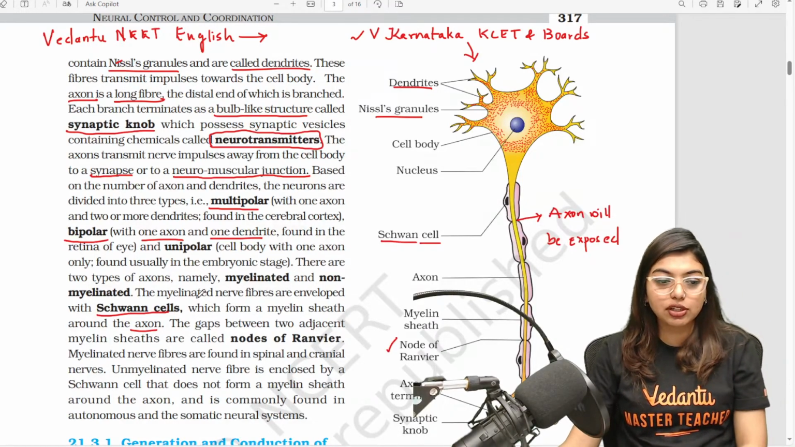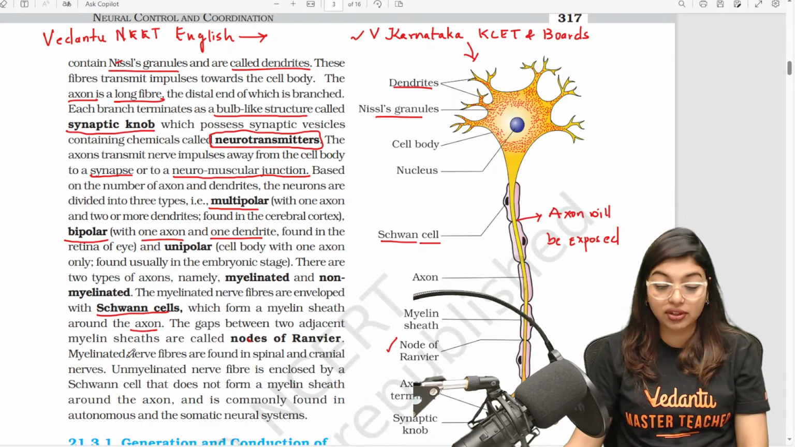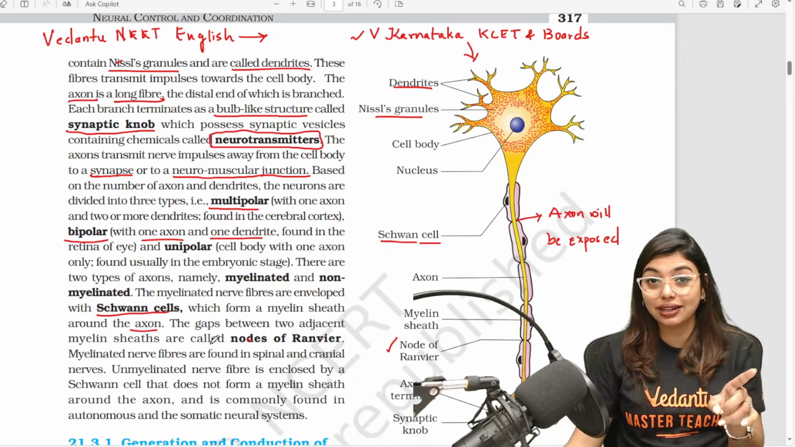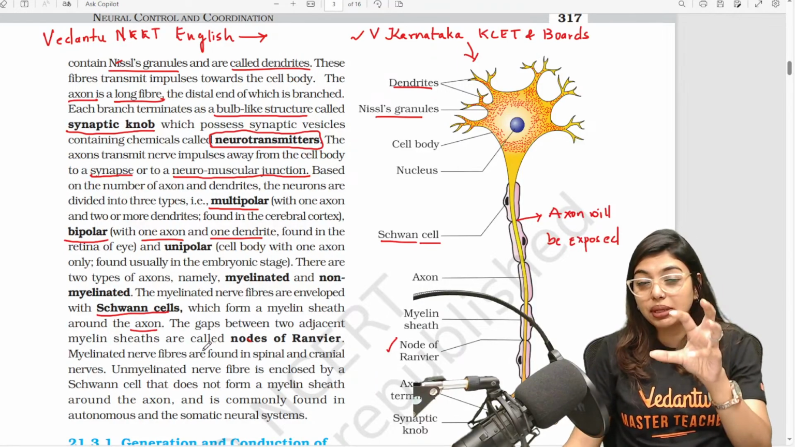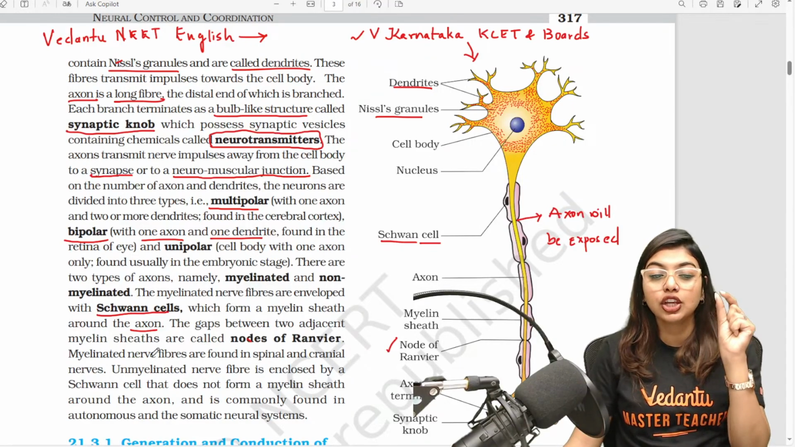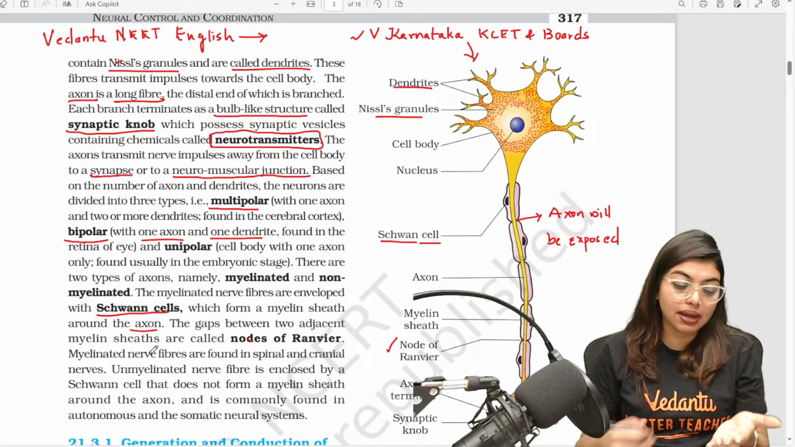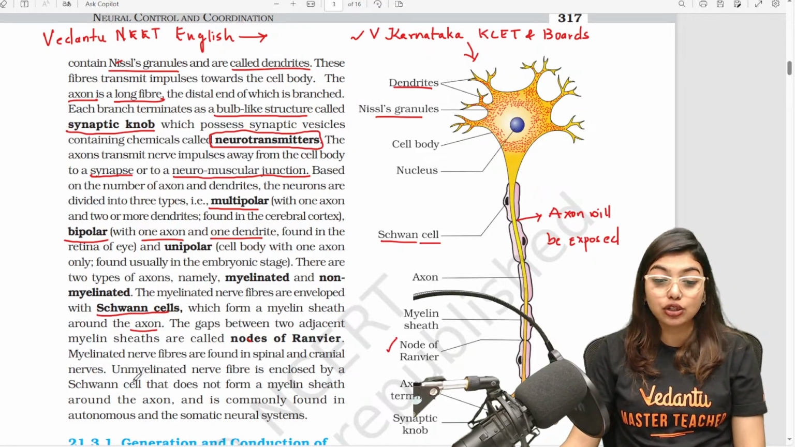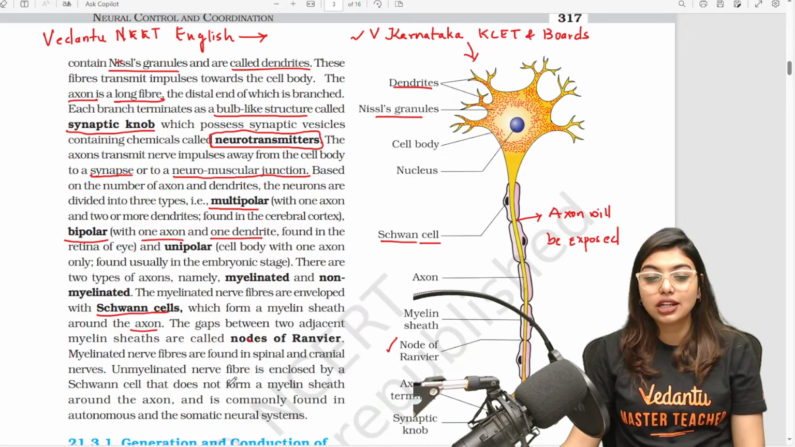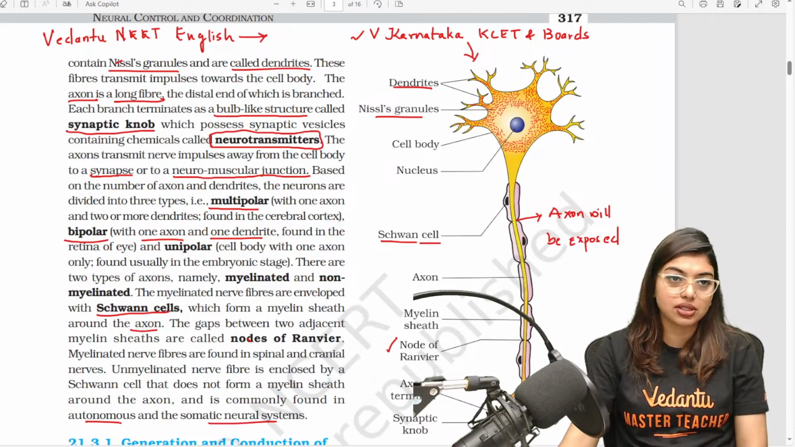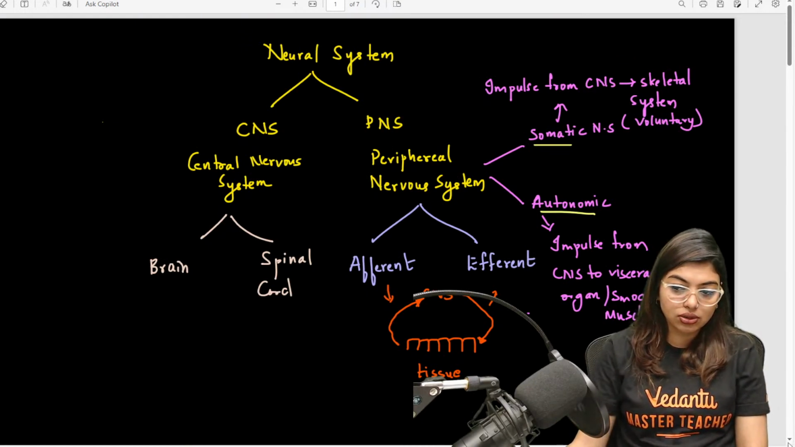Now, the gaps between two adjacent myelin sheaths are called the nodes of Ranvier. Myelinated nerve fibers are found in the spinal and the cranial nerves. Remember I told you about these nerves? The PNS has your spinal nerves as well as cranial nerves. That will have your myelinated nerve fibers. Myelinated means they will have a myelin sheath. Unmyelinated nerve fibers are enclosed by a Schwann cell that does not form a myelin sheath around the axon, and they are commonly found in autonomic and somatic neural systems. So let's go to the next page.